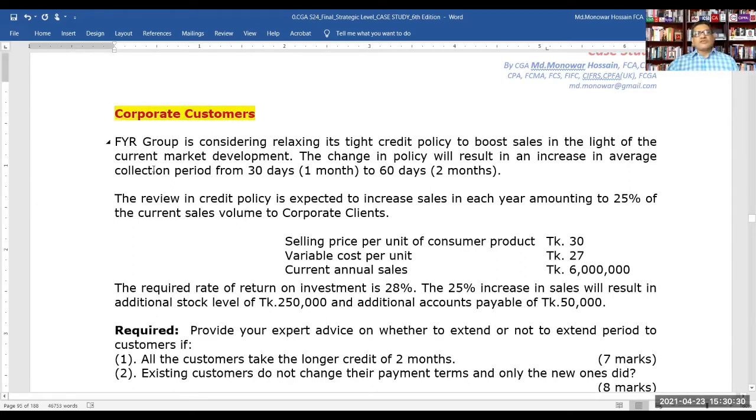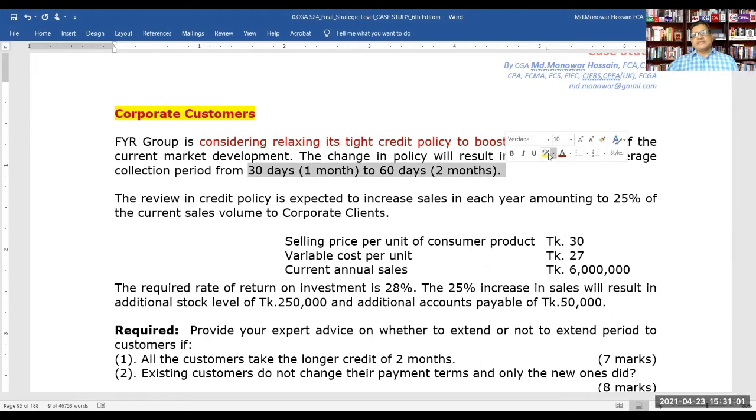FI Group is considering relaxing its tight credit policy. So when we study, we will mark the key point: in the light of the current market development, the change in policy will result in an increase of the average collection period by 30 days. That means from 1 month to 60 days. So it is a policy change.